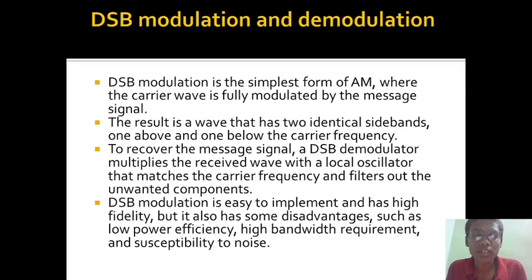DSB modulation and demodulation. DSB modulation is the simple form of AM where the carrier wave is fully modulated by the message signal. The result is a wave that has two identical sidebands, one above and one below the carrier frequency. To recover the message signal, a DSB demodulator multiplies the received wave with a local oscillator that matches the carrier frequency and filters out the unwanted components.